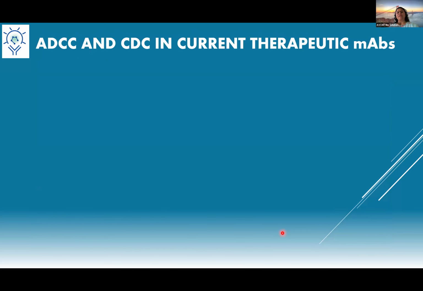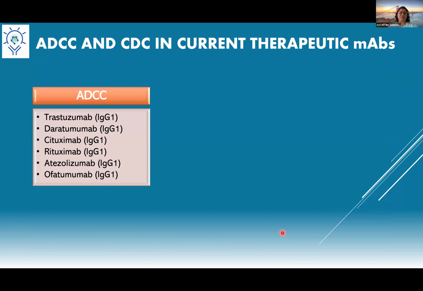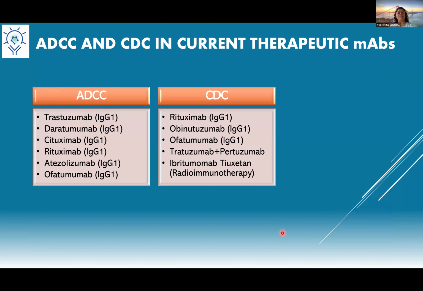So let's see which are the therapeutic MABs that are known to cause ADCC. Note trastuzumab, daratumumab, cetuximab, rituximab, atezolizumab, ofatumumab. Note that all of them are IgG1. CDC also: rituximab. The primary mechanism of action for rituximab is CDC.